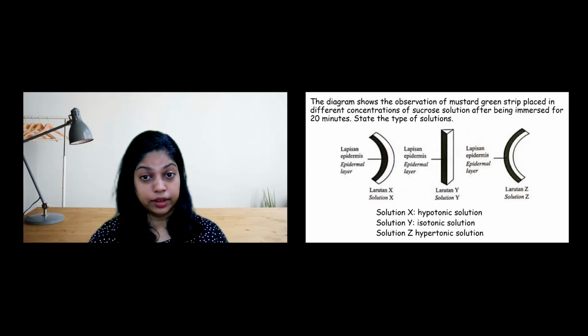The previous questions involved a single cell, where the condition is described as turgid or plasmolysed. In contrast, this question involves a plant strip that consists of many cells. The inner surface of the mustard green strip has cells that normally allow water movement by osmosis, whereas the outer surface has a rigid epidermal layer that resists water movement.